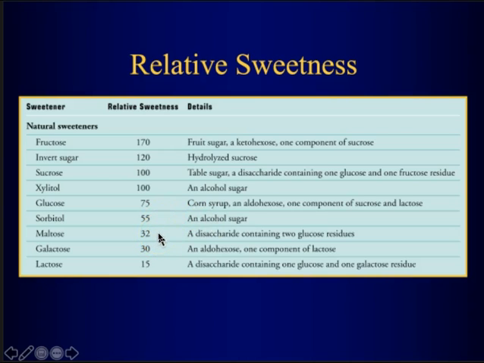Then we have our maltose, galactose, and our lactose. So even though these are all sugars, they don't really taste sweet. So you don't go drink a whole bunch of milk and go, wow, that tasted like fruit juice. But it does provide a little bit of sweetness, just not very much.